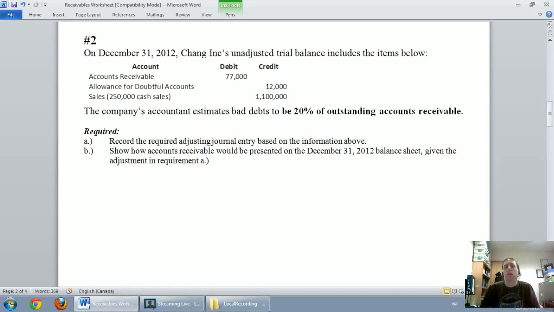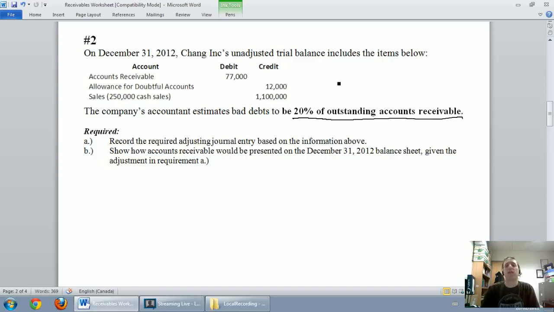In our last video, we talked about the income statement method for setting up an allowance for doubtful accounts and a bad debt expense for the year. In this video, we're going to do the exact same problem, but we're going to do the balance sheet method. So rather than taking a percentage of sales, we look at taking a percentage of receivables.